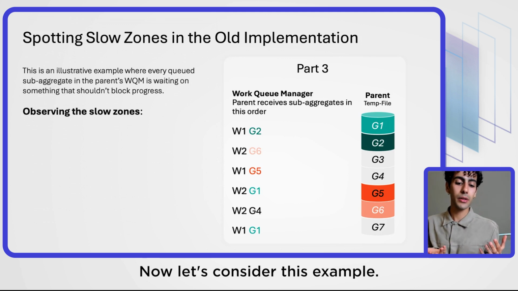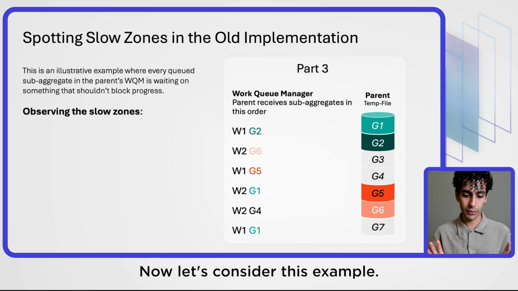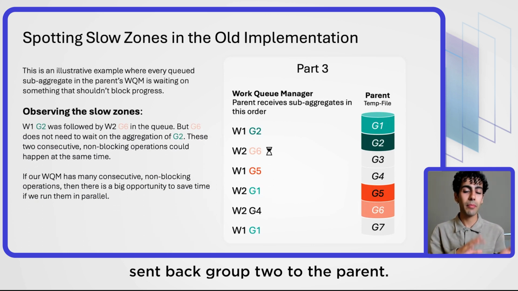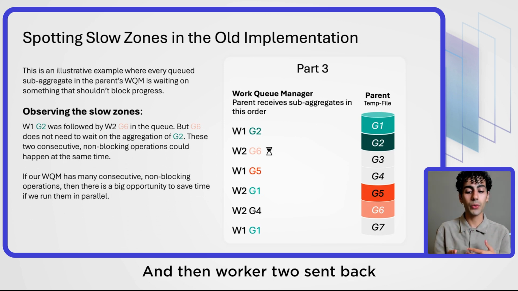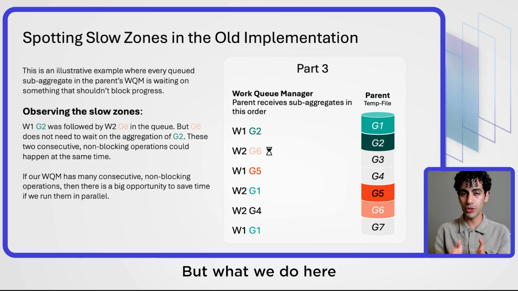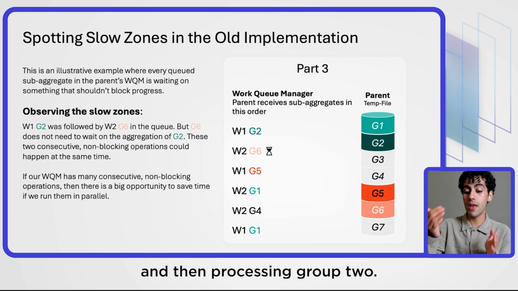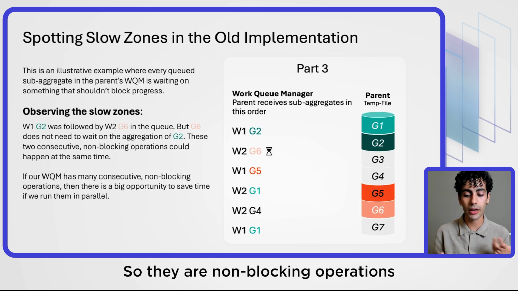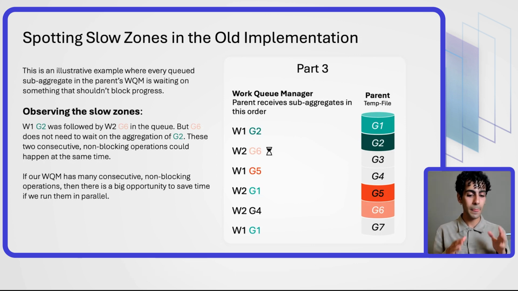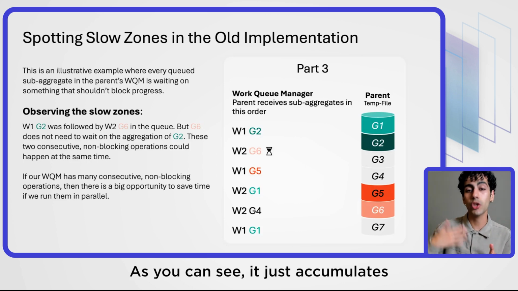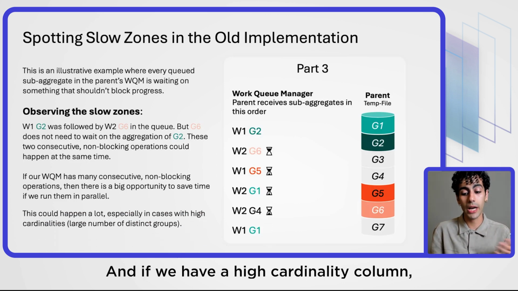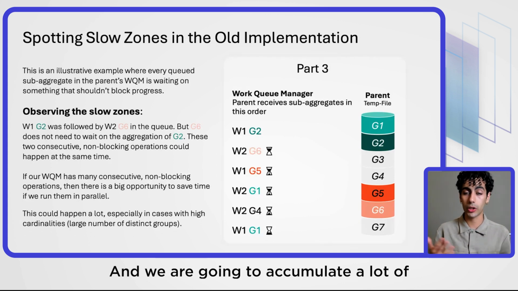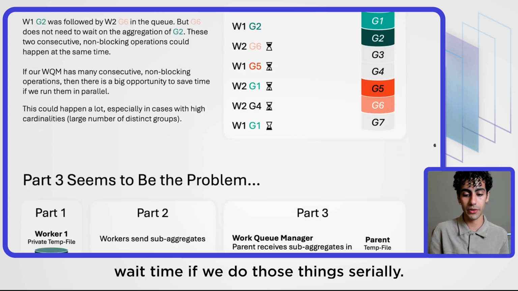Now let's consider this example. As we can see here, we can find a slow zone. For example, worker 1 sent back group 2 to the parent, and then worker 2 sent back group 6 to the parent. But what we do here is that we are processing group 1 and then processing group 2. However, if you think about it, those two groups are independent, so they are non-blocking operations that could have happened in parallel. This will cause a slow zone. As you can see, it just accumulates a lot of wait time. And if we have a high cardinality column, so we have a lot of groups, this can happen a lot, and we are going to accumulate a lot of wait time if we do those things serially.